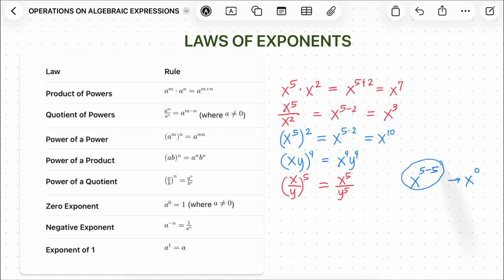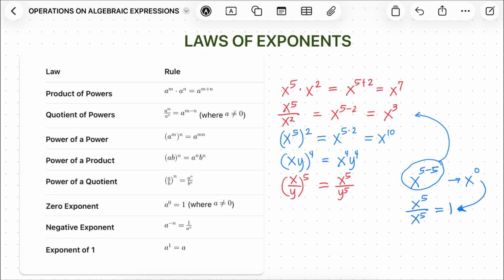If you remember this back, it falls under quotient of powers. It can be written as x raised to 5 all over x raised to 5, right? And if you divide x raised to 5 by x raised to 5, that's the same as dividing a number by itself, the result is always 1, which boils down to x raised to 0, giving us a value of 1. So again, any term, any variable with an exponent of 0 is equivalent to 1.